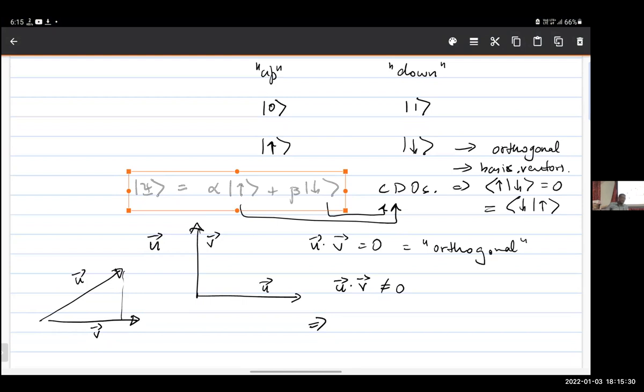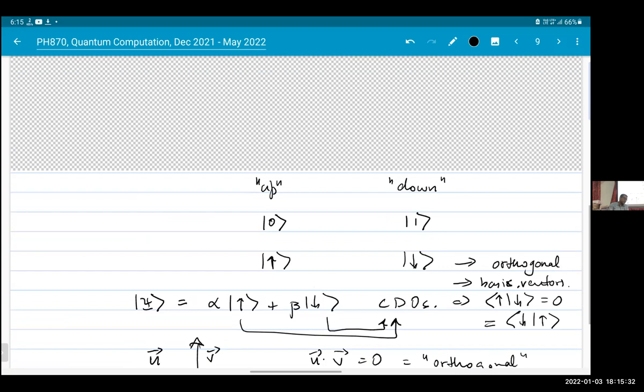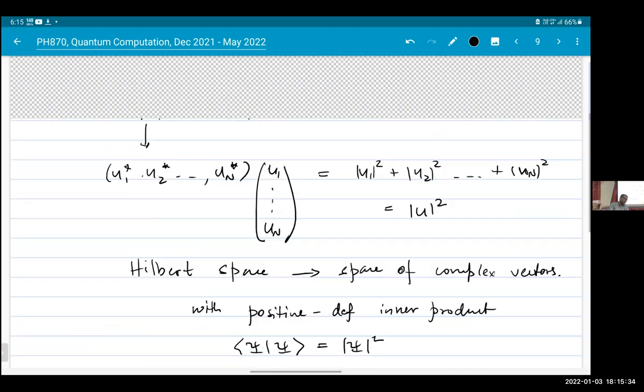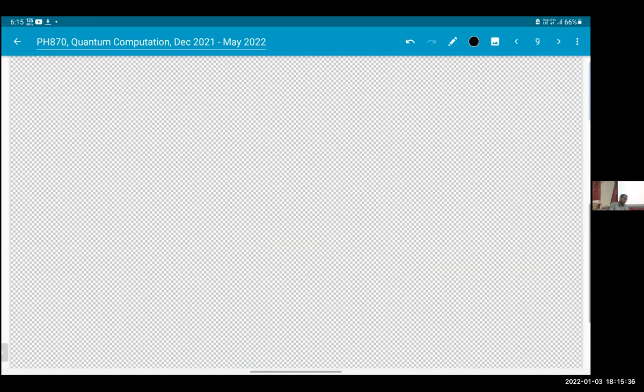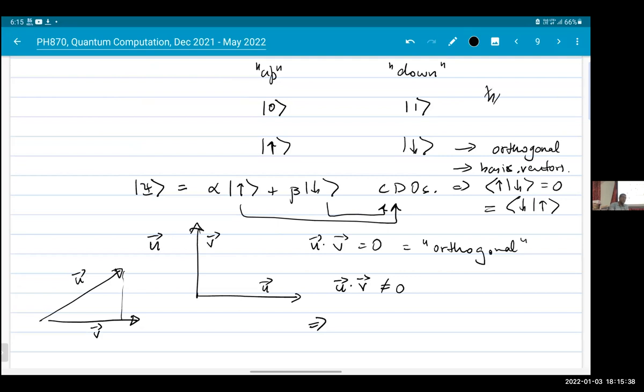Why spin 1/2? Well, why not spin 2.6? Because these electrons have angular momentum h bar by 2. We will not go into great detail in the physics of everything. This is a class on quantum computation, not a class on quantum mechanics. But you have to understand quantum mechanics.